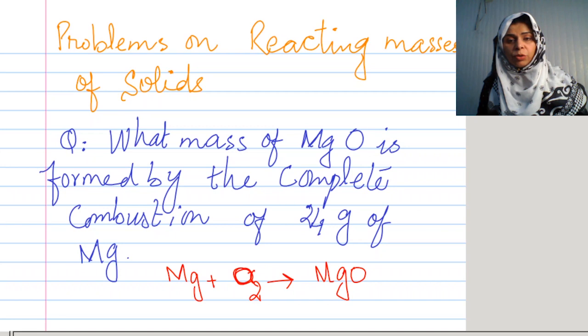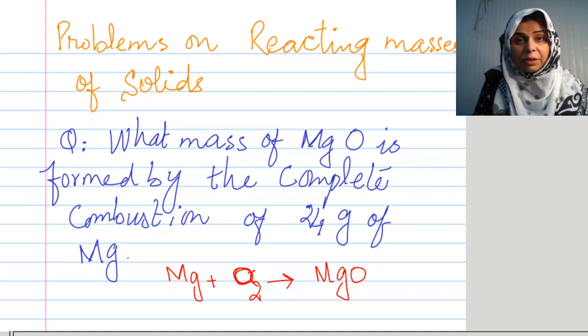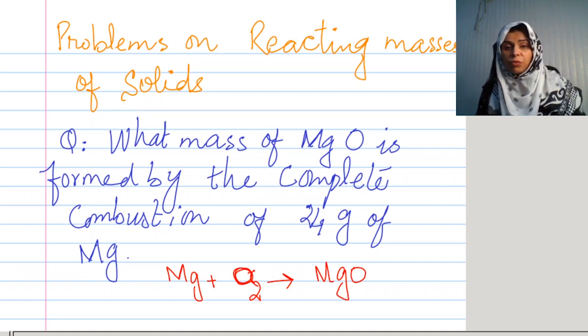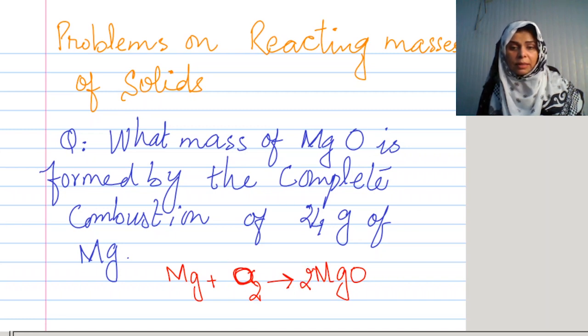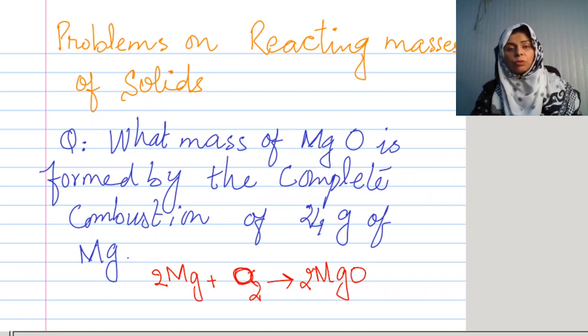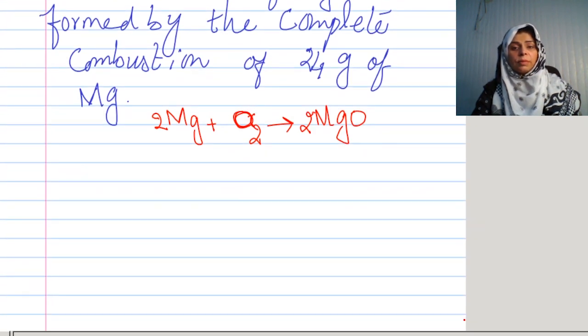So we write magnesium plus oxygen, it will react with oxygen and give us magnesium oxide. First of all, we will balance the chemical equation. So if we balance it, it will be like this. All right, so this is how to solve such questions. Now we move forward. How much amount is given?